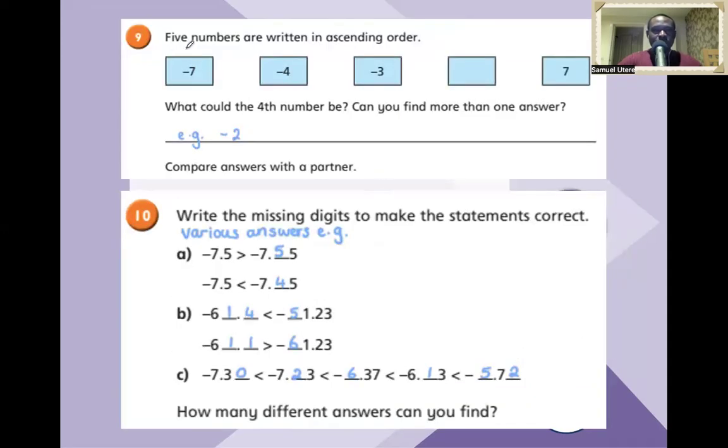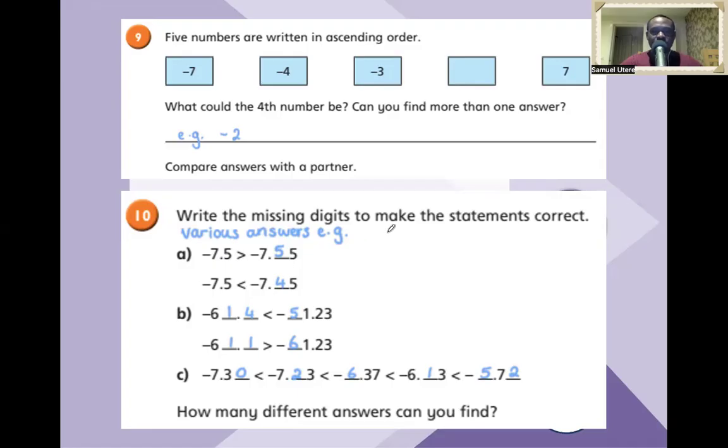Question 9, you were asked, 5 numbers are written in ascending order, and here they are. What could the 4th number be? Can you find more than one answer? Of course, we can find more than one answer. Between negative 7 and negative 4, we have an interval of 3, that's an interval of 1. So we could have the number negative 2, right? That will be an interval of 1 again. So you can have negative 2. If it's written in ascending order, you can have negative 1. You can have other numbers.